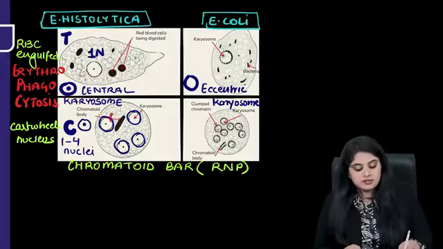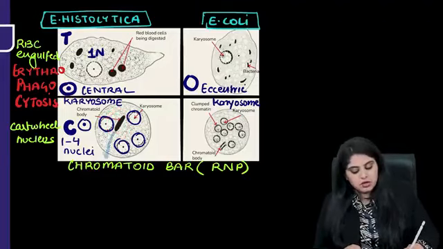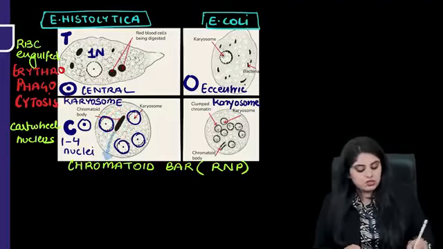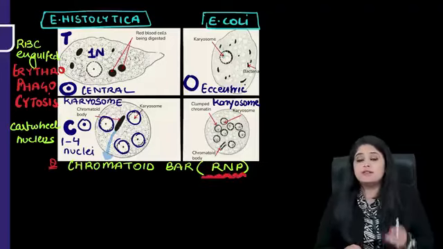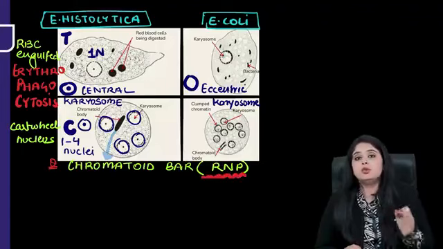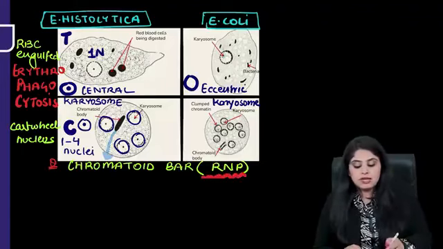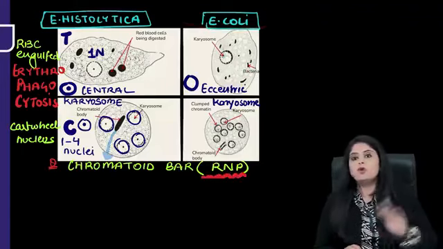What else does the cyst have? The cyst has this big body, and that big body is nothing but the chromatoid body. Previous year question: what is a chromatoid body made up of? It is made up of ribonucleoprotein. Very famous PYQ, ribonucleoprotein. Coming on to Entamoeba coli, whatever you studied, just reverse it.